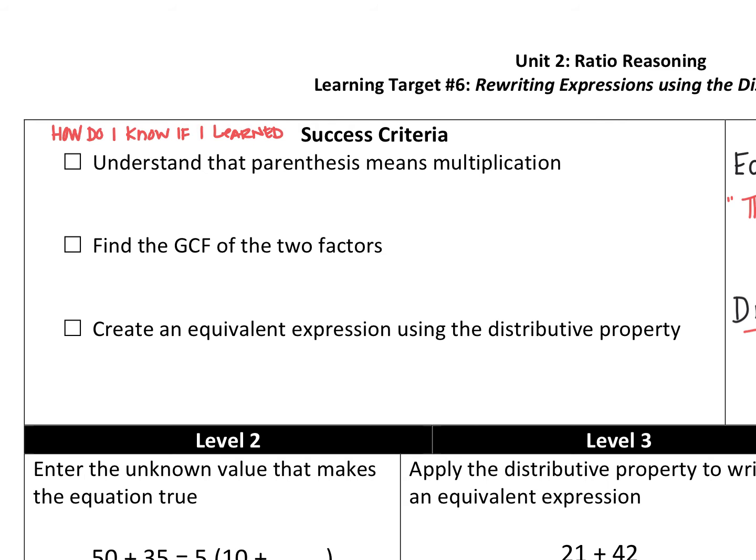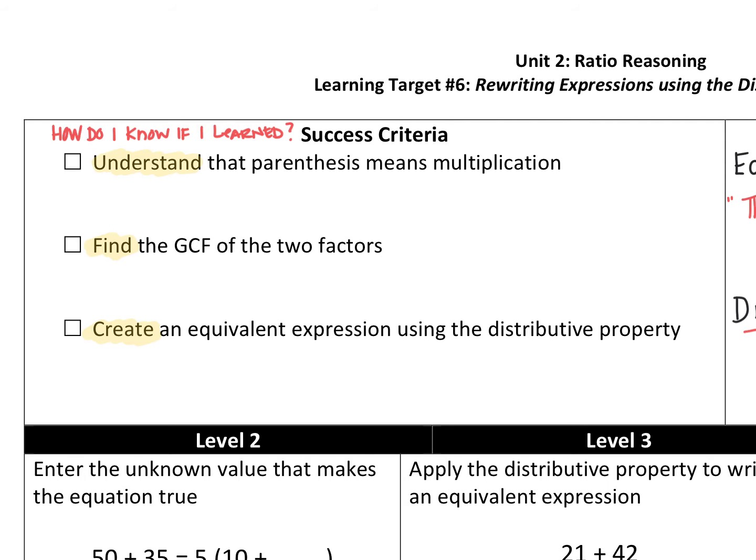Well, that's easy. You have to be able to do all 3 success criteria. So let's look at these. I'm going to go ahead and get a highlighter. We're going to understand, we're going to find, and we're going to create. Those are the 3 actions that we're going to do. So what are we going to be doing?